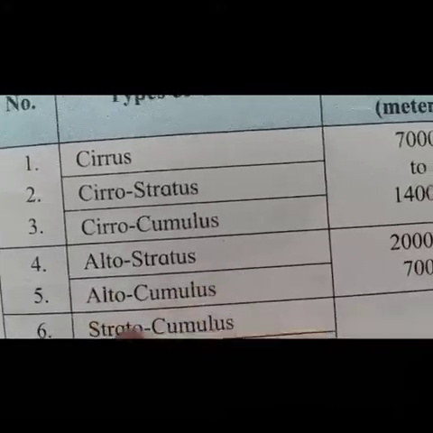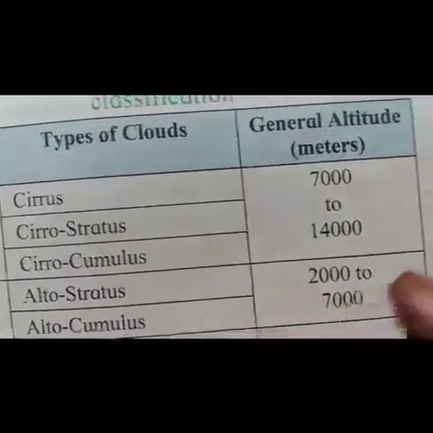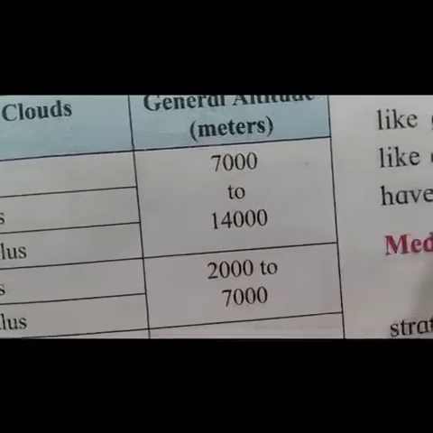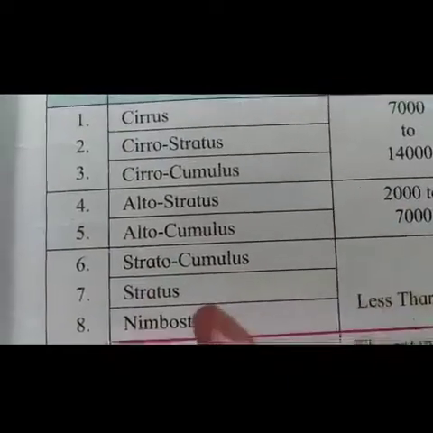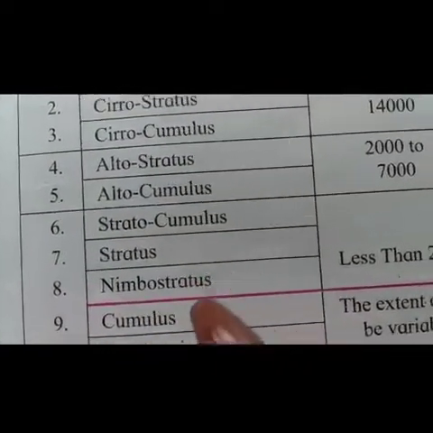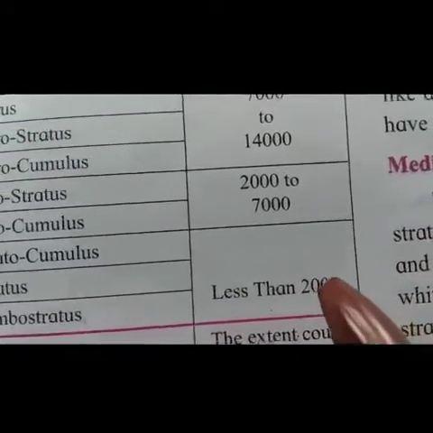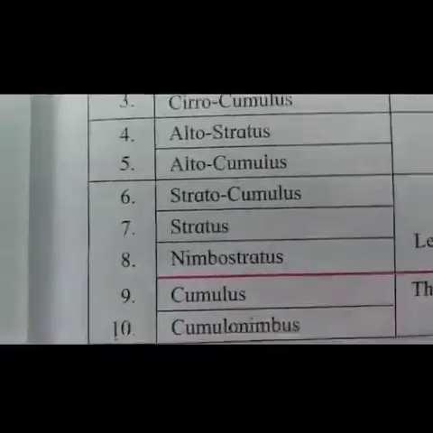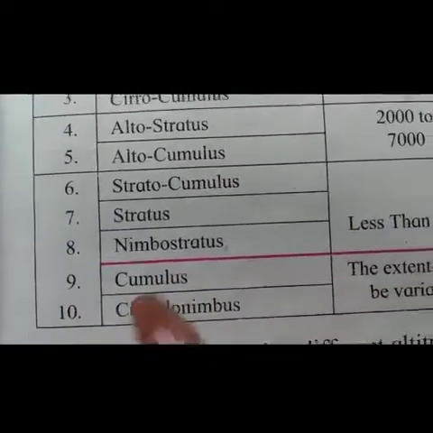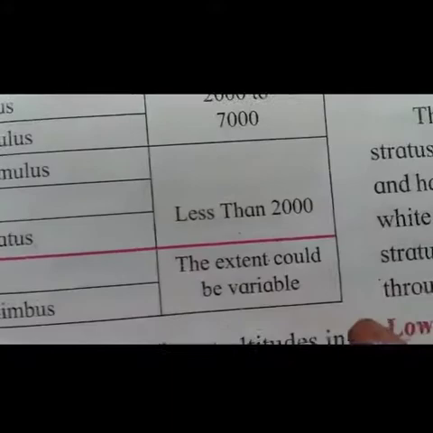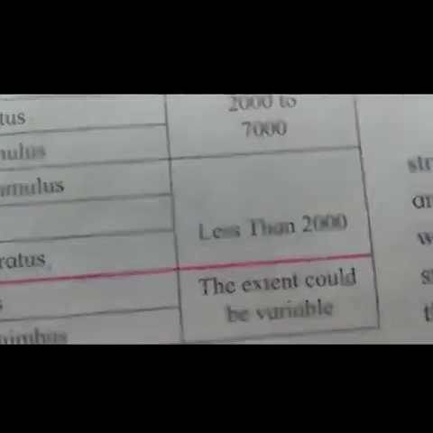Altostratus, altocumulus. These types of clouds can be found at an altitude of 2,000 to 7,000 meters. Stratocumulus, stratus, nimbostratus. These types of clouds can be found at less than 2,000 meters altitude. Cumulus, cumulonimbus. The extent of such types of clouds could be variable. Clouds are formed at different altitudes in the atmosphere.